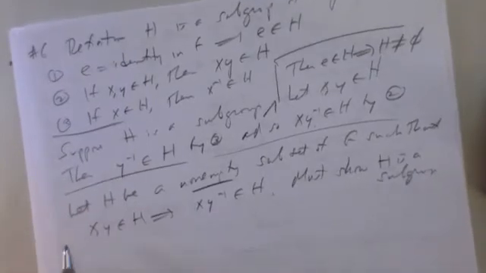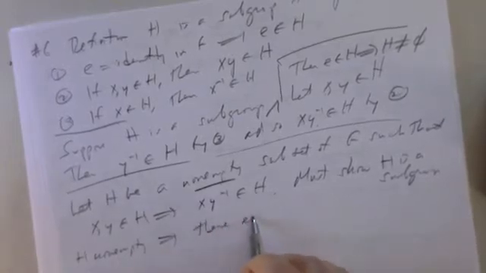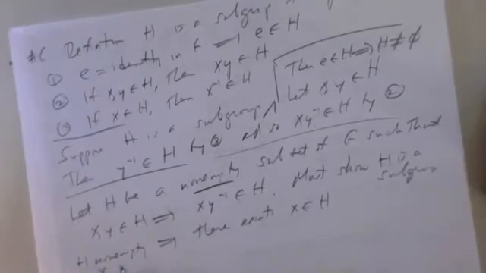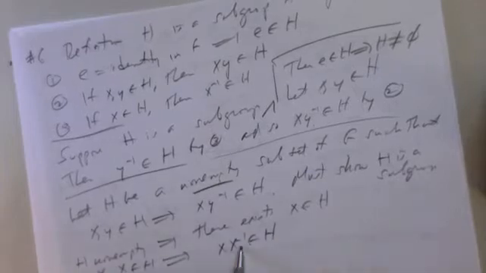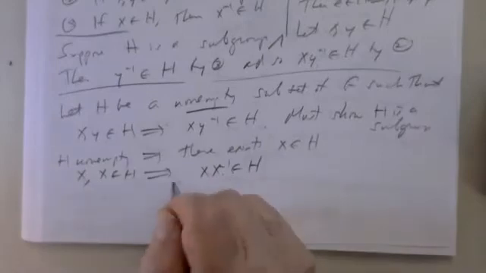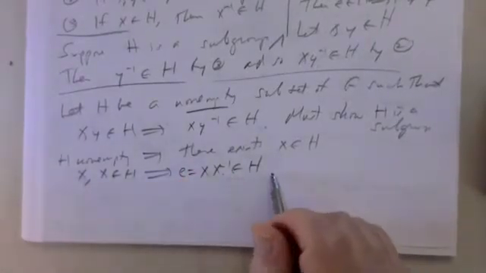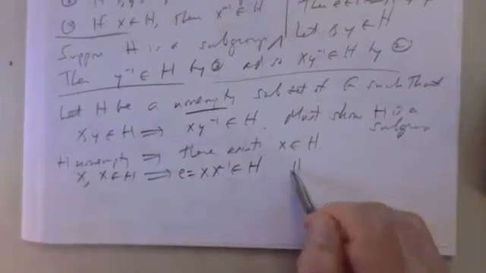So H non-empty, that's part of our assumption, implies there exists an element X in H. H contains something. Because X is in H and X is also in H, I just apply this condition with X equal to Y. This means X times X inverse is in H. But X times X inverse is the identity. So H contains the identity. So the first condition of a subgroup is satisfied.